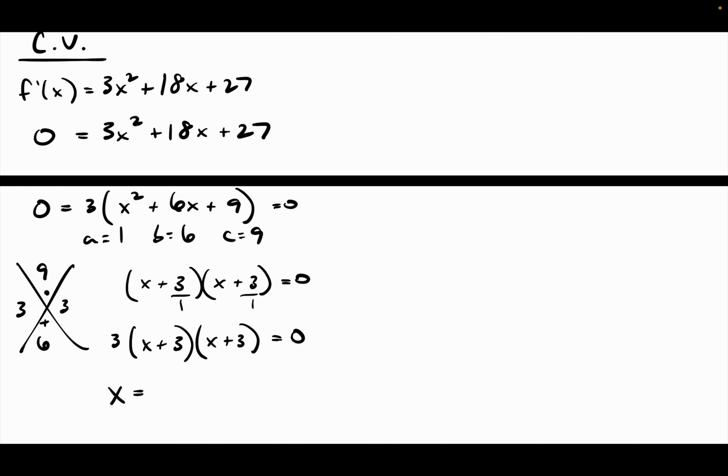What am I going to get for x? Negative 3, yeah. Negative 3 twice. You just need to write it once. So we get 2 answers, but they're both negative 3.